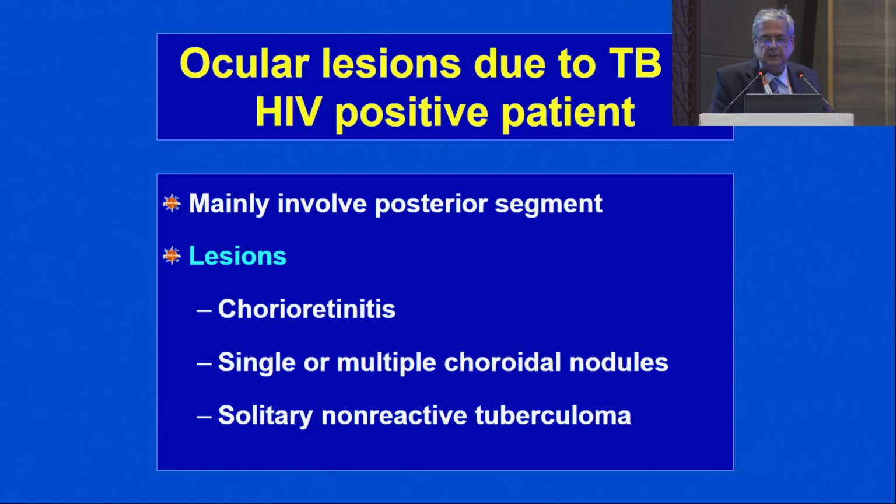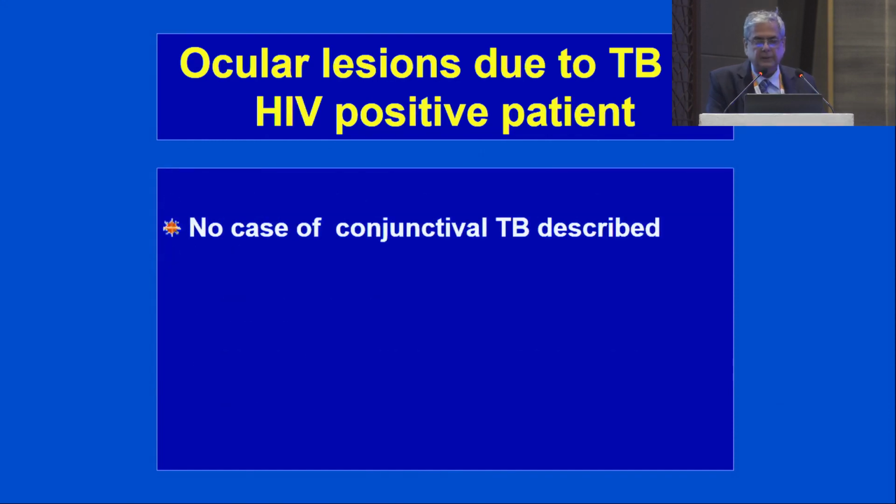Ocular lesions in HIV are mainly posterior segment, choroiditis, multiple choroidal nodules, reactive tuberculoma, but no case of conjunctival tuberculoma has been described in an HIV positive patient. This was published in the American Journal of Ophthalmology.